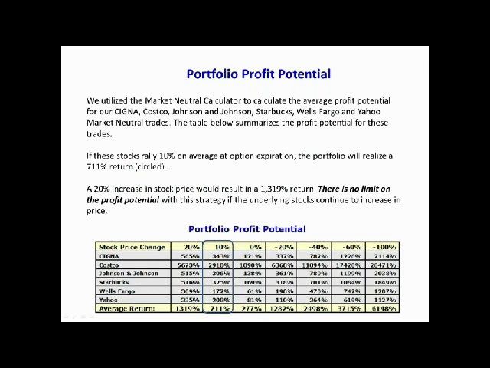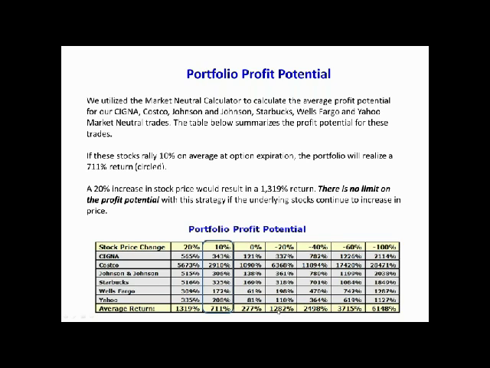If the stocks in this portfolio, the underlying stocks, were flat at option expiration, this portfolio would have a 277% return. If the stocks on average were up 10%, then we'd have a 711% return for the portfolio. So this is the total portfolio, and these would be the average returns. And if the average stock went down 20%, then we'd have a 1,200% return.